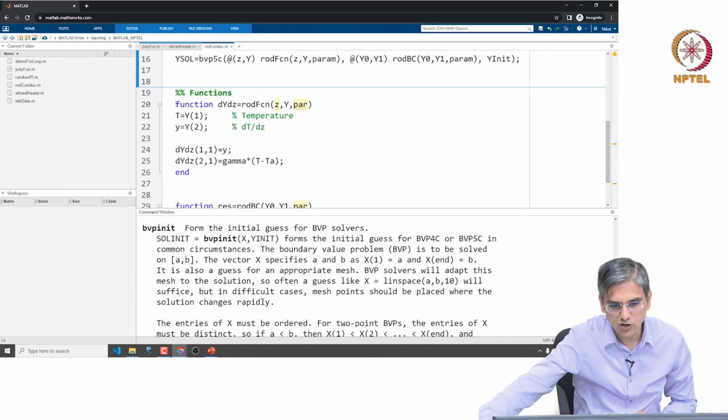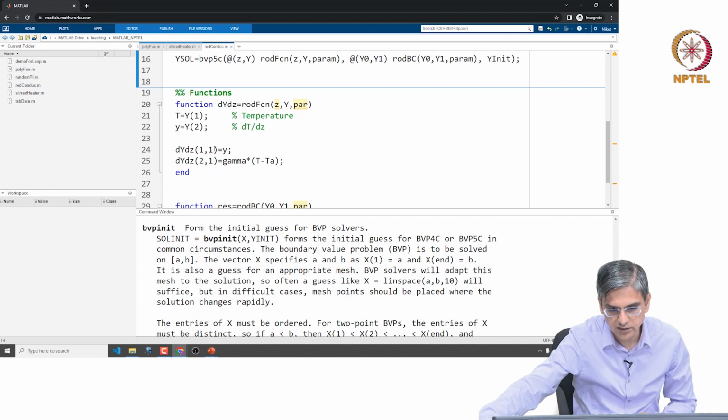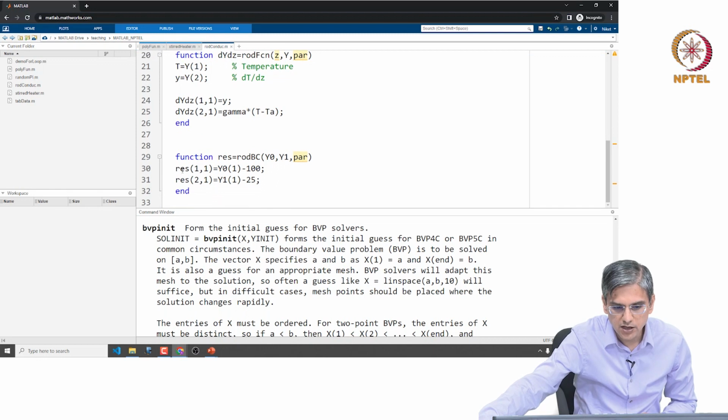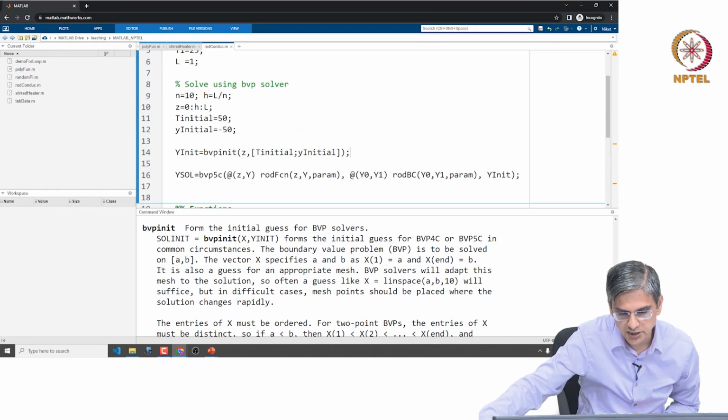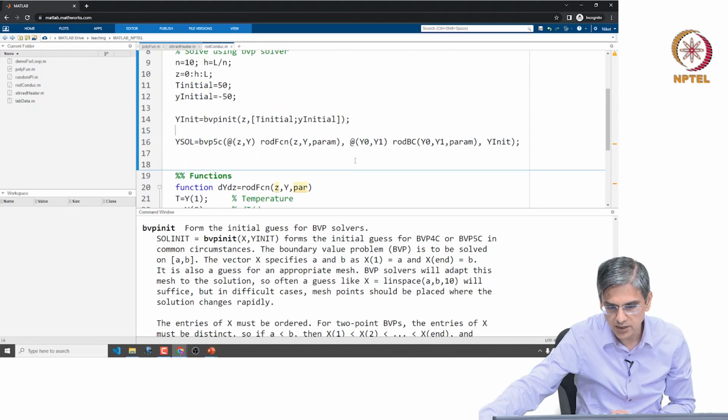So, function is rod FCN, dy by dz is this, dy by dz 2 comma 1 is this guy. Okay, that is fine. Y gamma multiplied by T minus TA. The first residual is y01, that is temperature at location 0 minus 100. The second is temperature at location L equal to 1 minus 25. Initialization, T initial is 50, Y initial is minus 50. So, this initial condition is nothing but 50 minus 50. Okay, that is what we have.